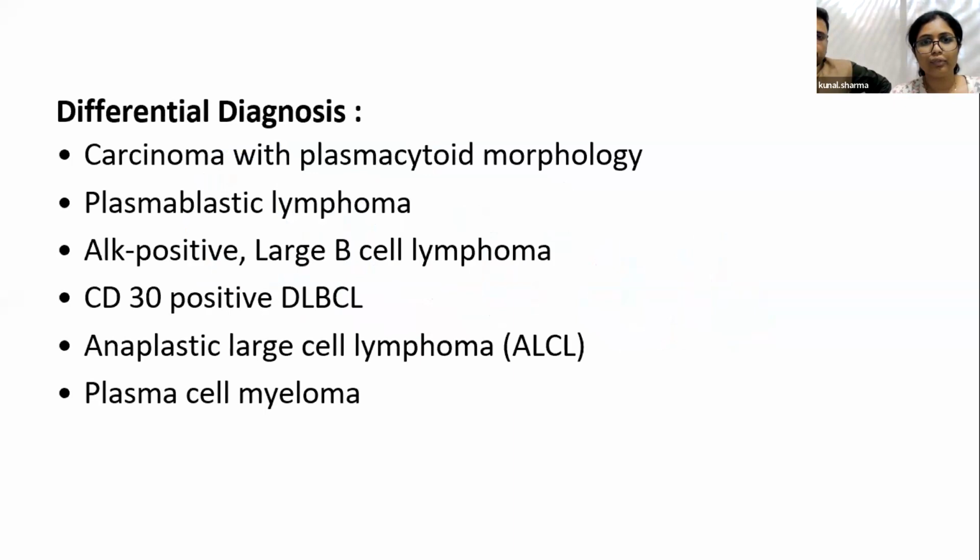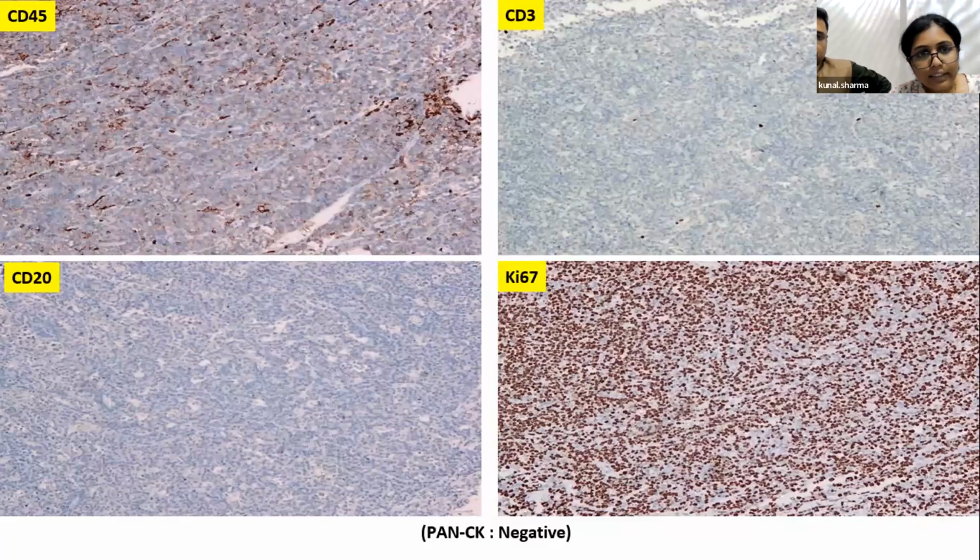So we did a first panel of markers where CD45 was patchily positive. CD3 and CD20 both were negative. This was also shared with the presenter link. So a hint was given. And Ki67 was very high. It was 80 to 90%. Let's move on. And yes, pan-CK was negative.